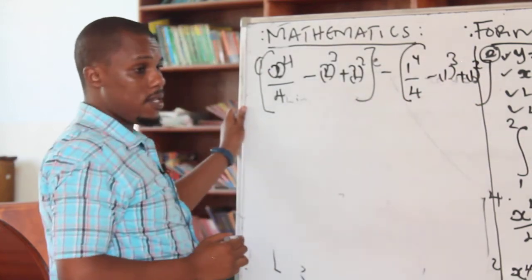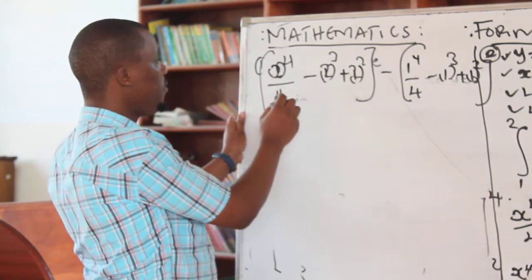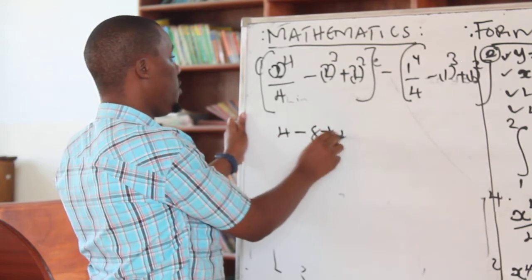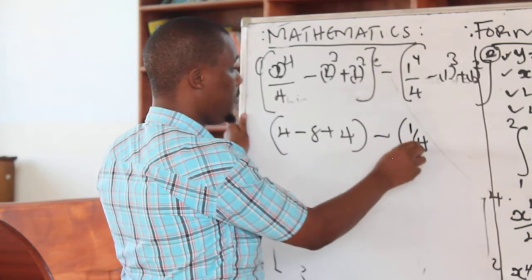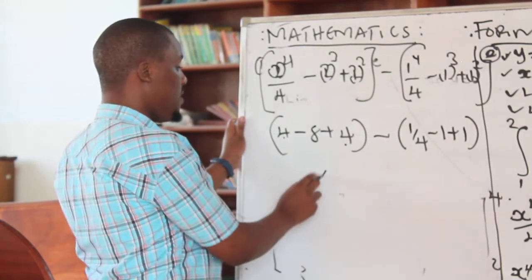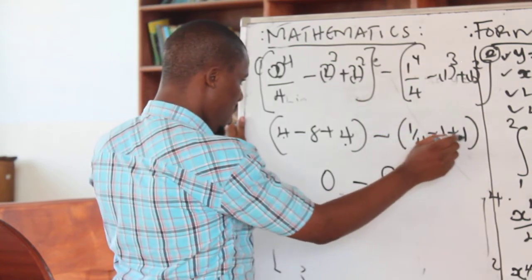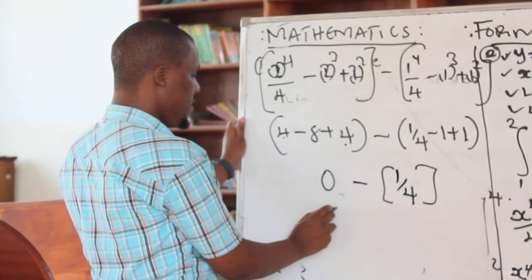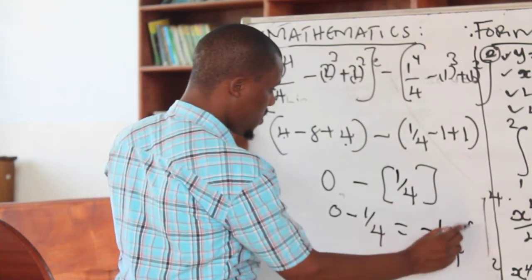So from your calculator, when you press that one, our first part is giving us 4 minus 8 plus 4. And then here we are having minus 1 over 4, minus 1 plus 1. So at the end of the day, we have 4 plus 4, that is 8. 8 minus 8, that is 0. Then you have minus: 1 over 4 plus 1 is 1, then 1 over 4 minus 1 gives us 1 over 4. At the end of the day, it's going to be 0 minus 1 over 4, which gives us negative 1 over 4 square units.